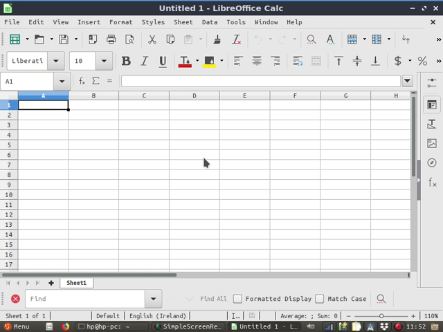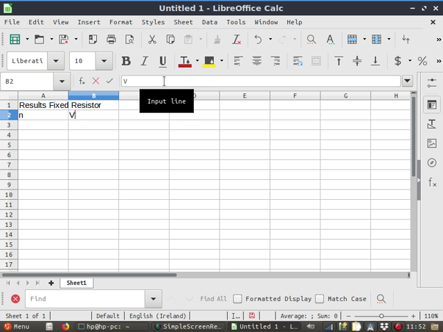So what we're going to do, we have 3 parts. First thing we'll do is we'll just type the data in. So we'll just use our first box as an example. These are called the results. Results for the fixed resistor. What have we got? We've got V. Now, what's the unit for V? Volts. And then we've got I. And what's the unit for I? Amps.